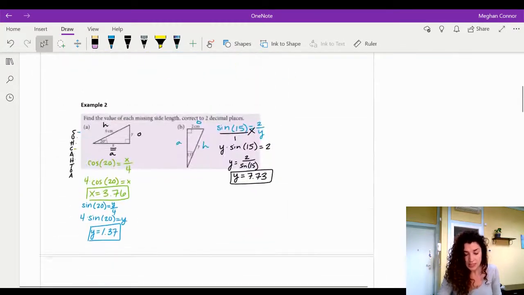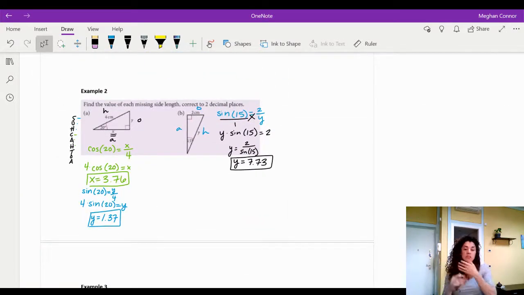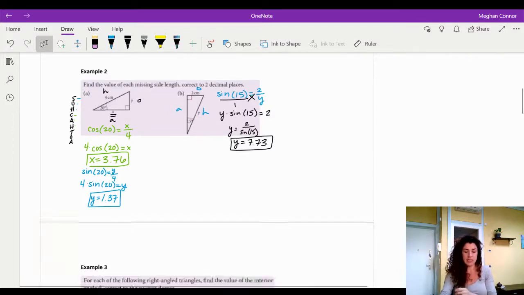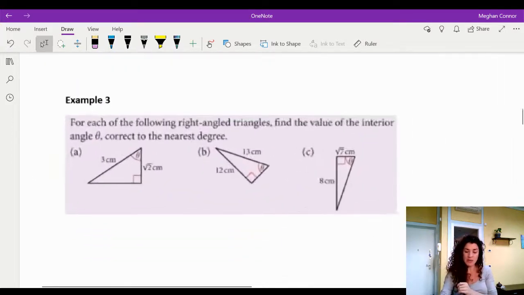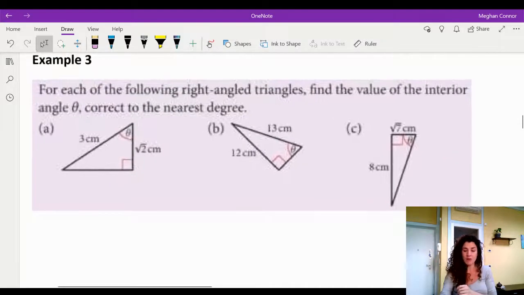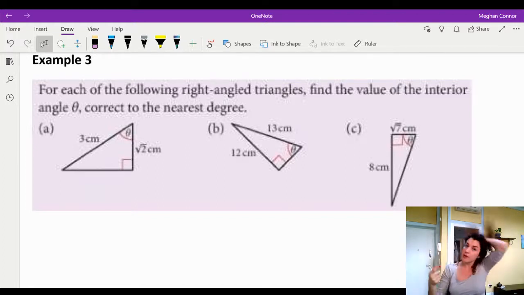So here we were setting up side lengths using sine, cosine, and tangent because we're solving for other side lengths. With example 3, notice that we are now solving for angles. We're still setting up our relationship exactly the same way, just now we're going to be using our inverse values in our calculator in order to solve for the angles. But first, I just need to set up the side lengths exactly the same way I would have set it up with anything else.